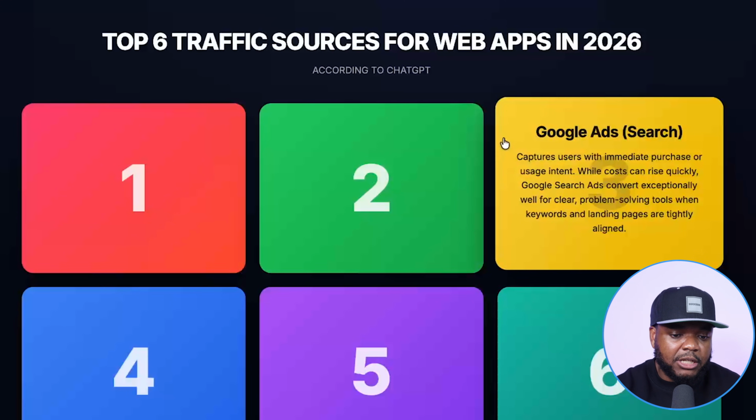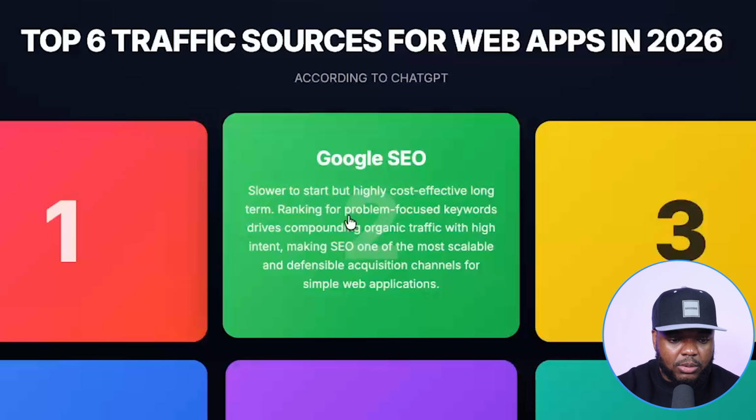Let's move on to the second traffic source when it comes to web apps that's going to do well in terms of what ChatGPT has told me, which is Google SEO. So SEO, search engine optimization, is simply putting the right keywords on your website so that you're going to be able to rank in the search results for completely free.